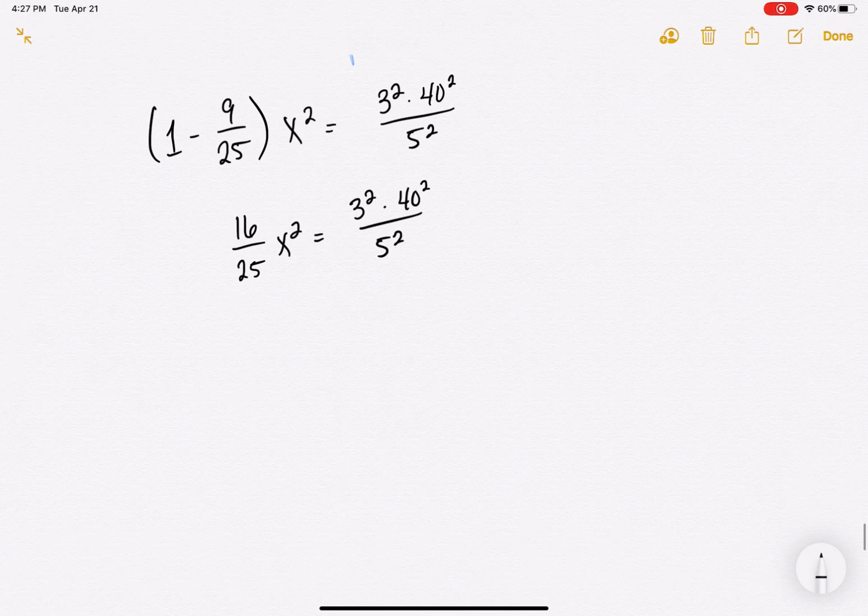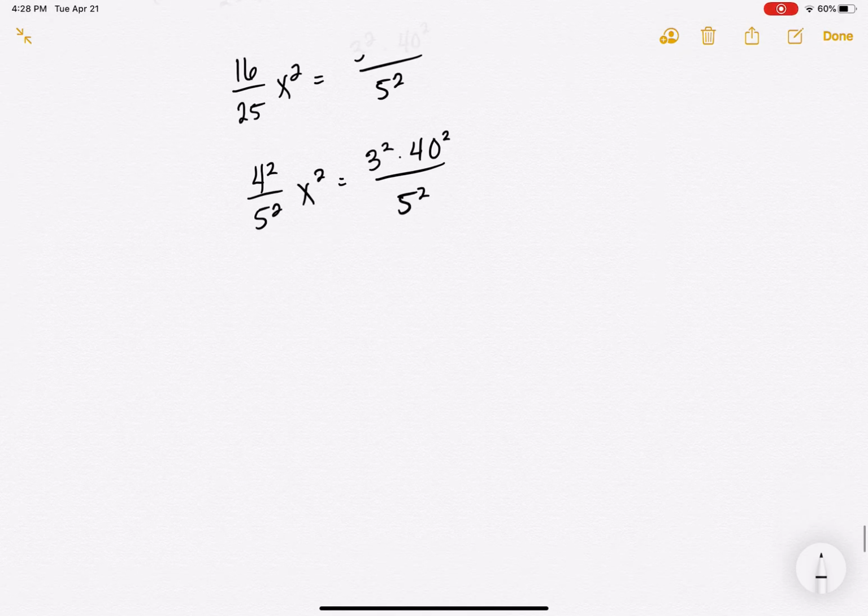What is 16 over 25? That's actually 4 squared over 5 squared. You guys love how many squareds I put in this problem. 3 squared, 40 squared, 5 squared. Take the square root of everything. We get 4/5 x equals 3 times 40 over 5.